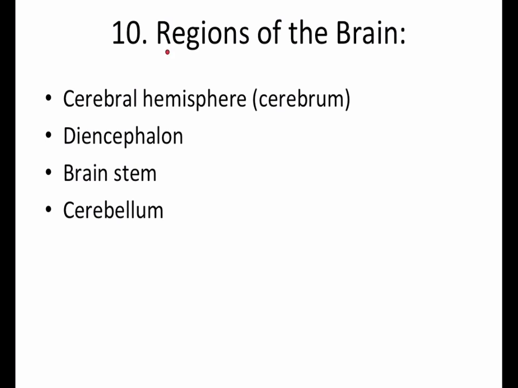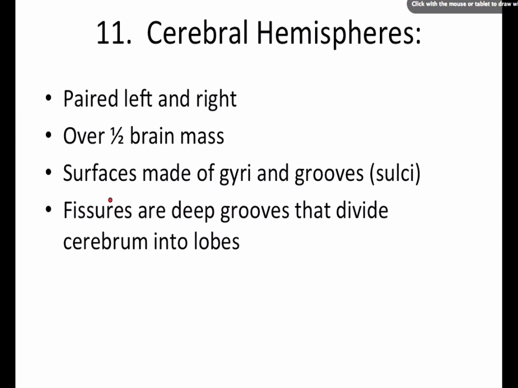Okay, so now we're in part 10, which goes through the regions of the brain. There are 4 major regions of the brain. We have the cerebral hemisphere, which is also known as the cerebrum, the diencephalon, the brainstem, and the cerebellum. The cerebral hemisphere, by the way, we're now in part 11, is a paired region, okay? We have a left side and a right side. The cerebrum makes up over half of the brain's mass, and the surfaces are made of gyri and sulci.